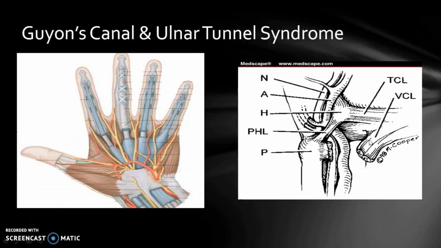In this image you can make out another important condition, that is Guyon's canal or ulnar tunnel syndrome, where the ulnar nerve will get compressed. Here we can make out in this image, above the flexor retinaculum, we will have some ligamentous origin, which is going to transmit the ulnar nerve and its vessels.